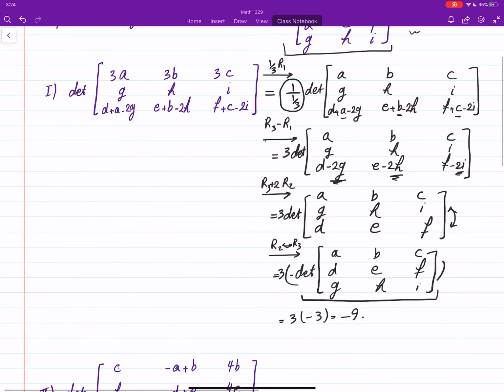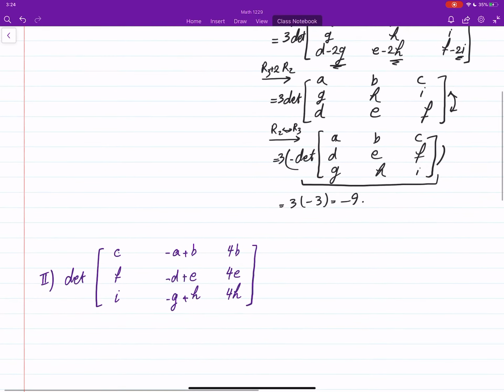Everything is symbolic. There are no numbers here. The entries are the general matrix. We have to do the elementary row operations and see how they change the determinant.